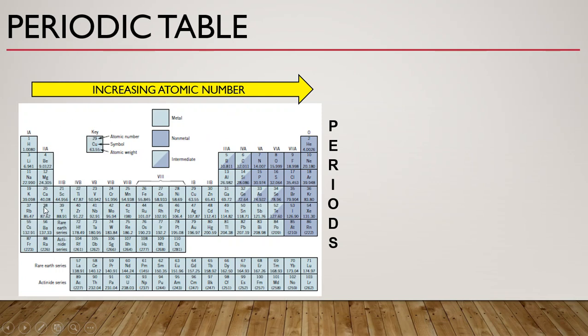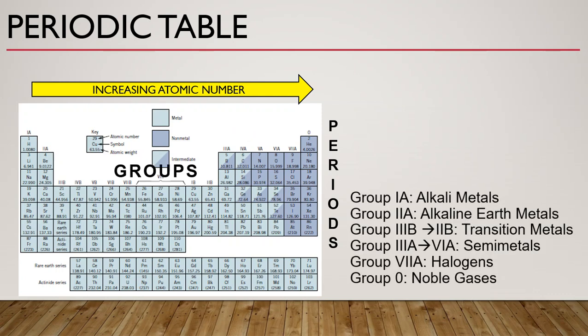And yung mga vertical columns na nakikita natin, yan naman ay mga groups. These groups are classified to different properties. Group 1 is alkali metal. Group 2A, alkaline earth metal. Group 3B to 2B are the transition metals. Group 3A to 6A are semi-metals or semiconductors. Group 7A are the halogens, and Group 0 are the noble gases.